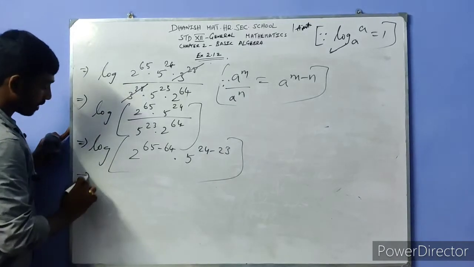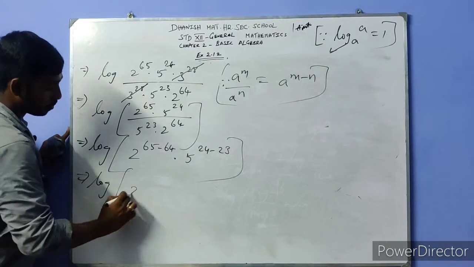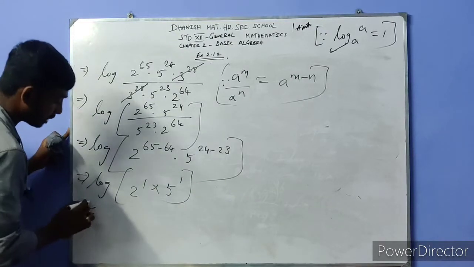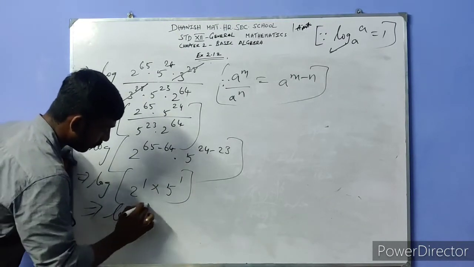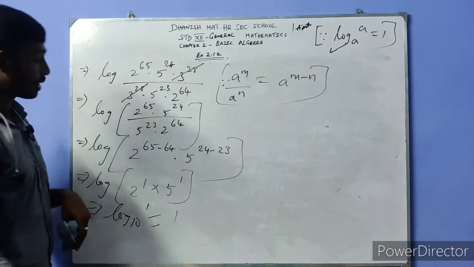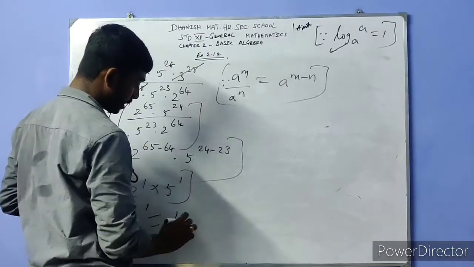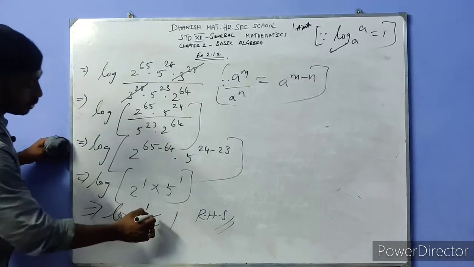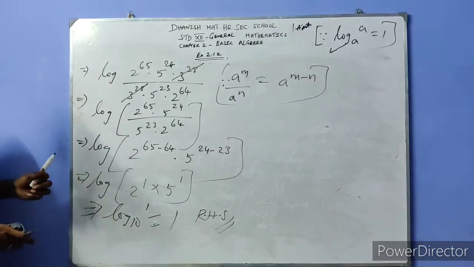So what is the remaining value there? Log 2 power 1 into 5 power of 1. So we write like this, log 10 power of 1, which means the value 1 is the answer for this question. So what is the proof of that value? Log 10 power of 1 equals 1 is the answer for this. This one is the RHS value. So let's see the 8th question.